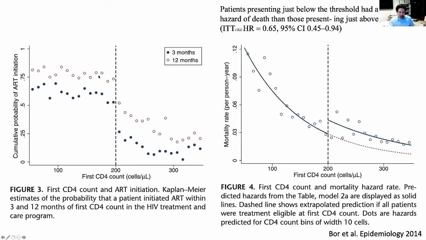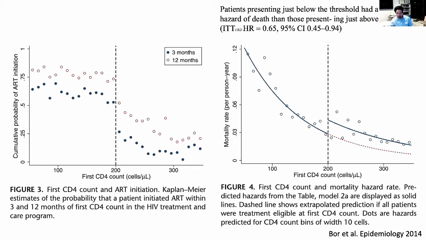Let me try to orient you to the slide here. It shows the cumulative probability of initiating treatment for patients below a CD4 count of 200 within 3 months, in the blue dots, and within 12 months of that CD4 count. You can see that at the threshold there is a very big drop, a discontinuity, in the likelihood of ART initiation, whether you were immediately below or immediately above the 200 threshold. And this is shown over here.